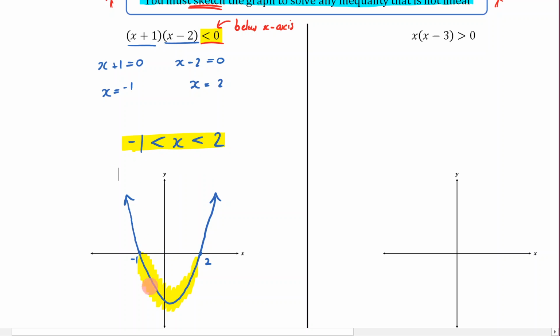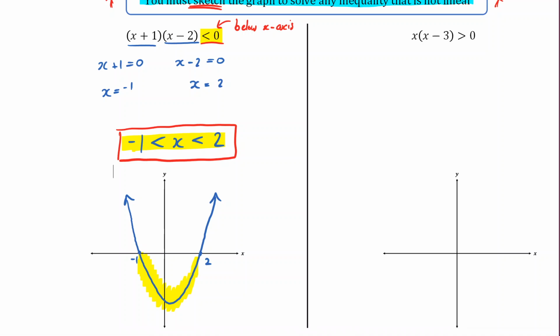Our sketch here isn't our answer, but without the sketch, we couldn't have figured this out. So let me put it in a box as well, just so we know it's the answer. So my answer is between negative 1 and 2. I just want to pause here for a second and appreciate what this is really saying to us. What this is saying is that when I put in x values between negative 1 and 2, I'm going to get out negative y values.